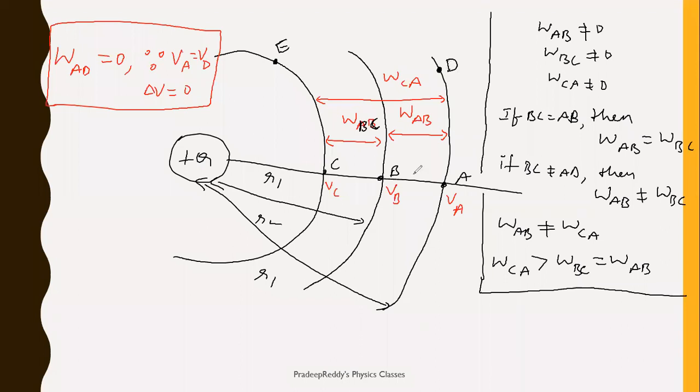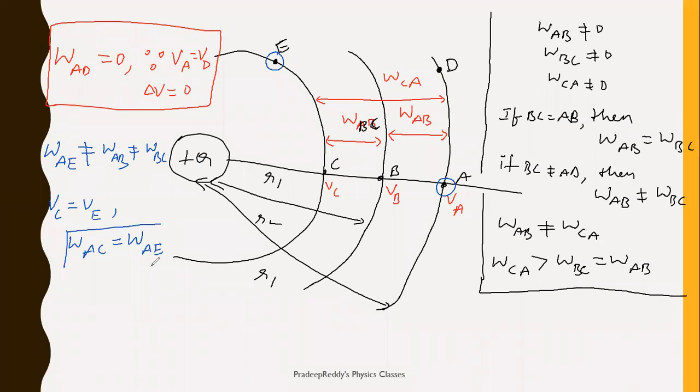Right. And now let us calculate WAE. Where is A? Here is A. Where is E? Here is E. Now remember that WAE is not equal to any other work done. WAE is not equal to WAB and it is not equal to WBC. But potential at C is equal to potential at E. Therefore, WAC is equal to WAE. Remember this point.